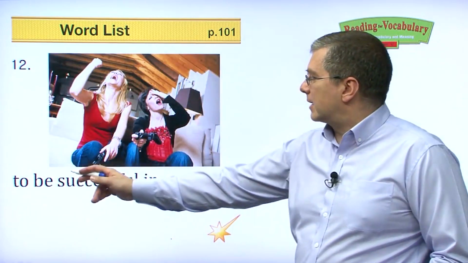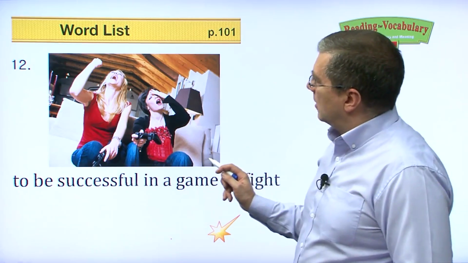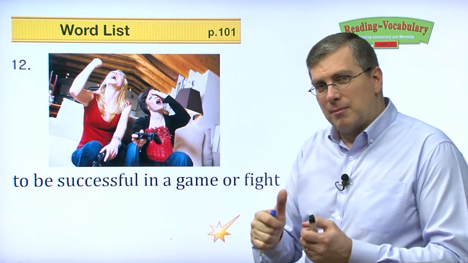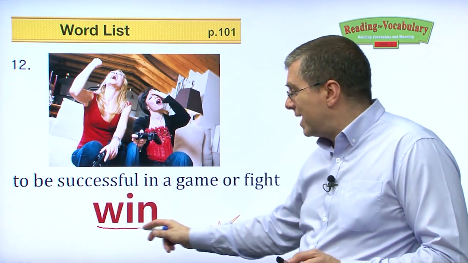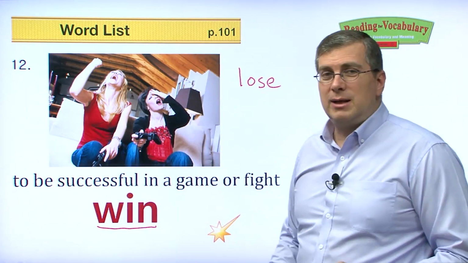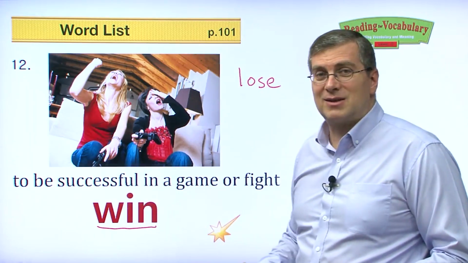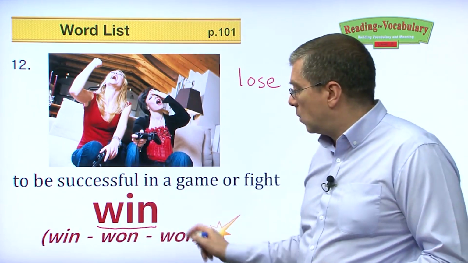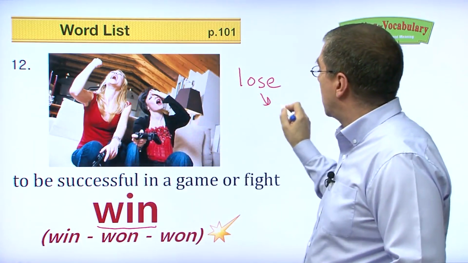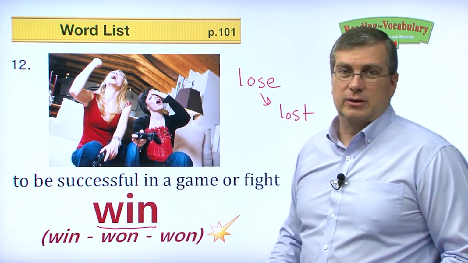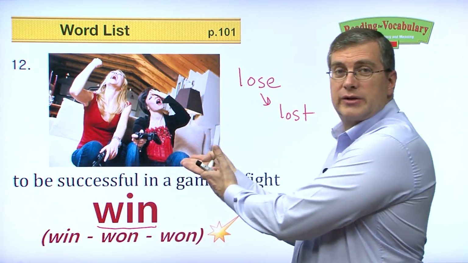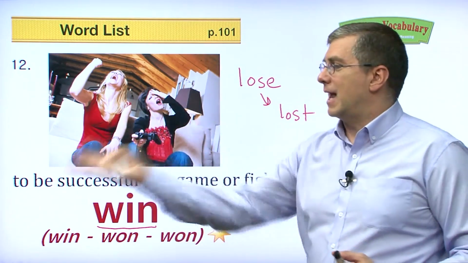Okay. Next, to be successful in a game or fight. Oh, what happened here? We can see what happened very easily. These two ladies were playing a game. One person is going to win. The other person is going to lose. So, who do you think won? Who do you think lost? Win is an irregular verb. So I said won. Win, won, won. Who won? She won, obviously. Who lost? Lose, lost, lost, right? She lost, okay? So somebody will win, somebody will lose. After the game, who won? She won, she lost, okay? So which team won? That team won, that team lost.